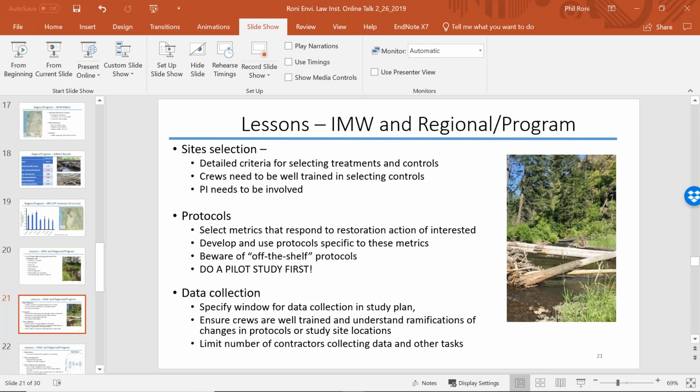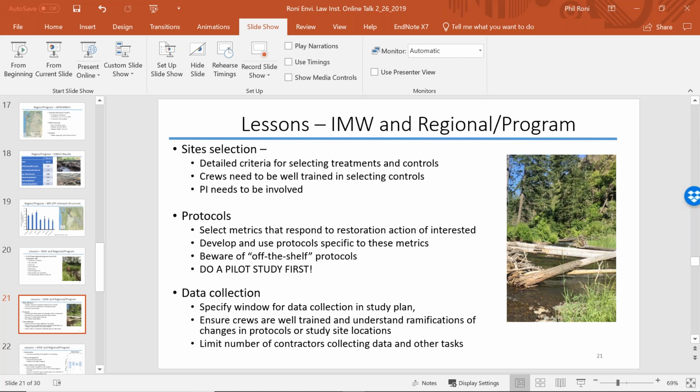And I think I'm probably getting short on time here, so I'm going to speed this up a little bit. But when it comes to site selection, we've seen a lot of cases of sort of poor selection of treatments and controls. There were cases where there probably wasn't a suitable control, and they included it in the monitoring program anyways, but that makes it hard to detect a response.